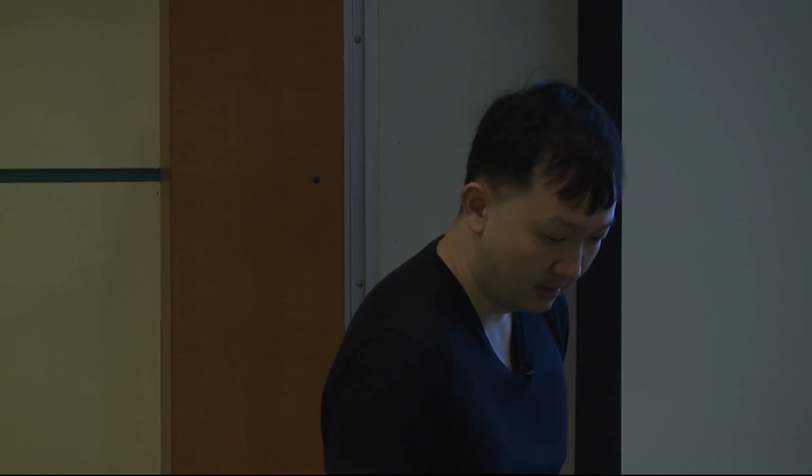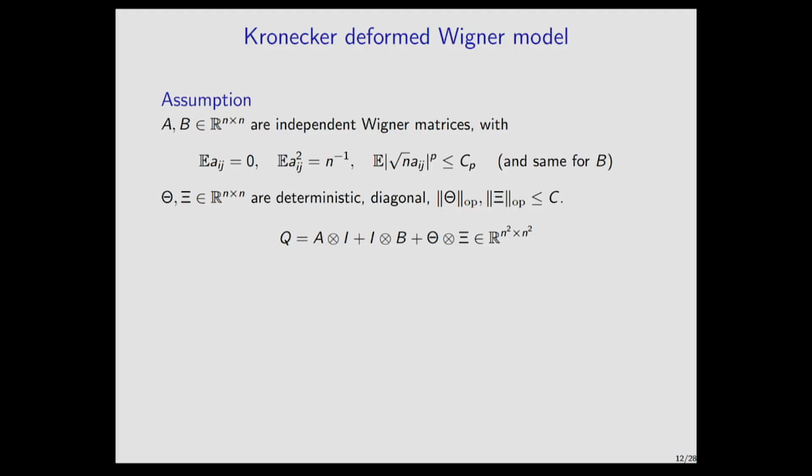Okay, so let me explain the results of our work. So the random matrix model that I want to look at is this Kronecker deformed Wigner model. So A and B are independent Wigner matrices, and sorry, let me define actually what that is. So they have independent entries on and above the diagonal. The mean is 0, the variance is 1 over n, and I'm going to assume that root n times the entries have bounded moments of all orders. Theta and xi are deterministic and diagonal matrices. They're bounded in operator norm, and I look at this matrix, which again is A cross I plus I cross B plus theta cross xi. It's n squared by n squared.